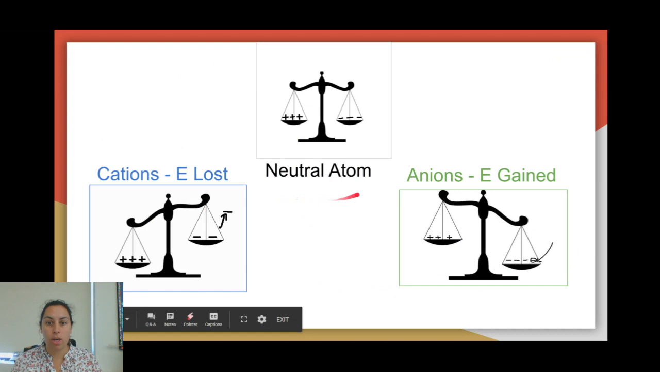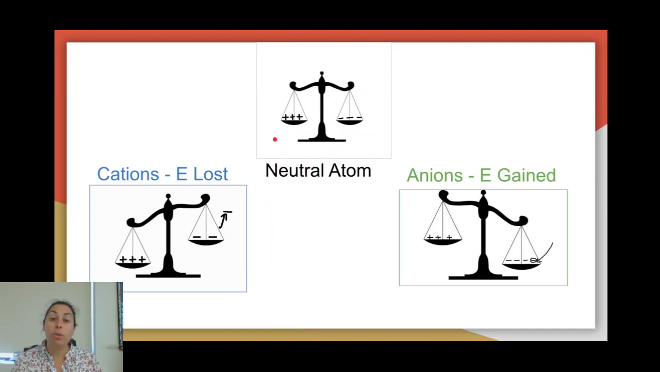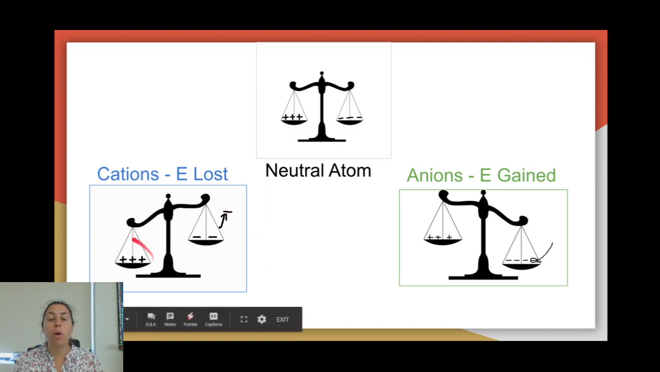Just another picture here to show you. So a neutral atom has the same number of positive protons and negative electrons. If it loses electrons, so one of those electrons goes away, it now has more positive charges, so more protons, it becomes a cation. If it gains an electron, then you can see we now have 4 electrons here and only 3 protons. It's gained a negative charge, it becomes negatively charged, and it becomes an anion.